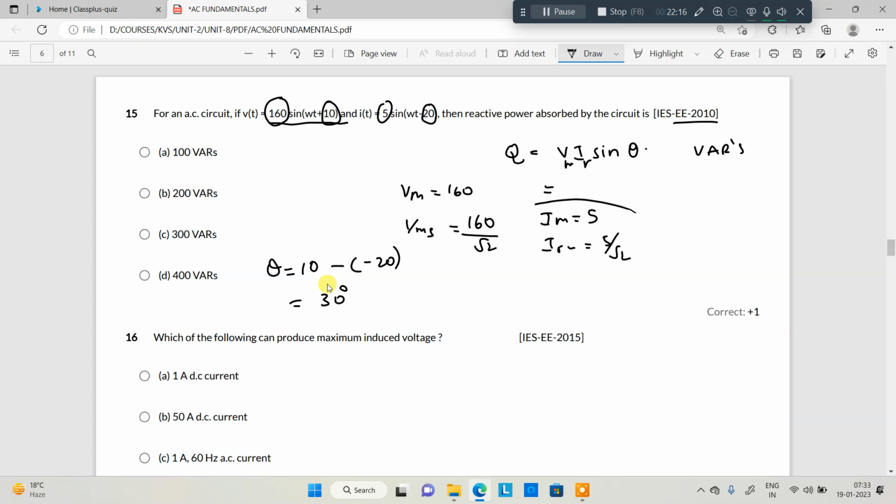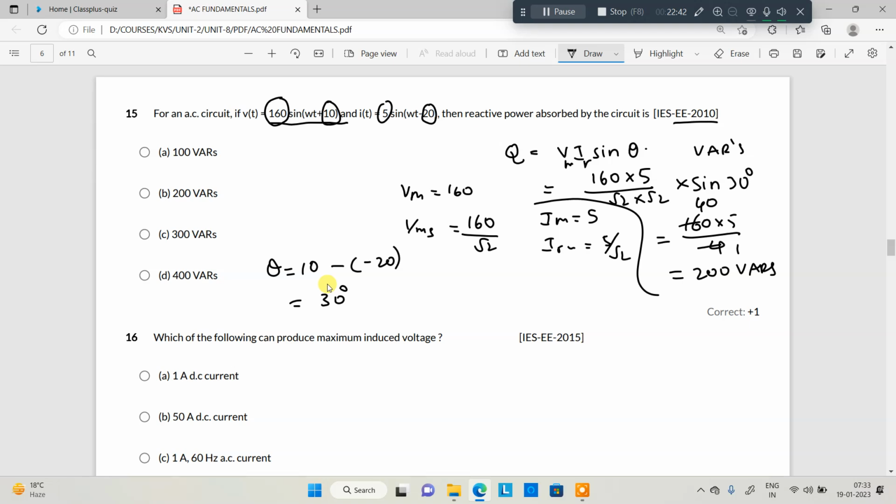Then you can apply here 160 into 5, over root 2 into root 2, into sine 30. You know sine 30 is 1 by 2. Here root 2 into root 2 is 2. That will be equivalent to 160 into 5 by 4. It is 200 VAR, the units. So what is the option? Option B is the correct option.